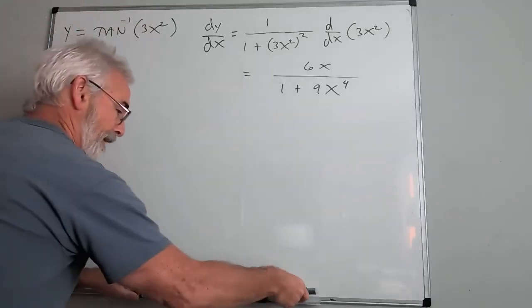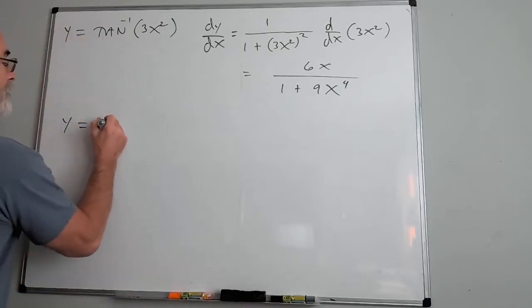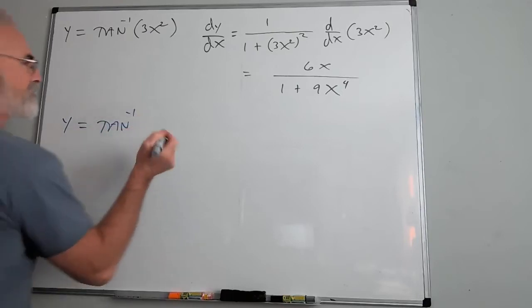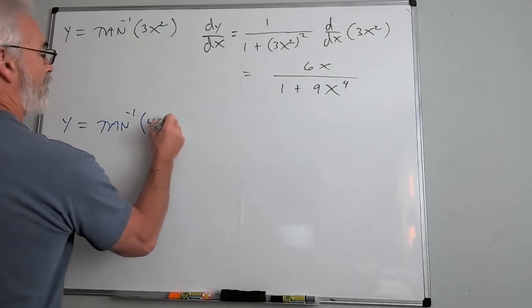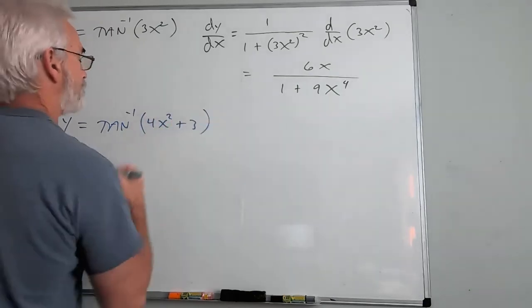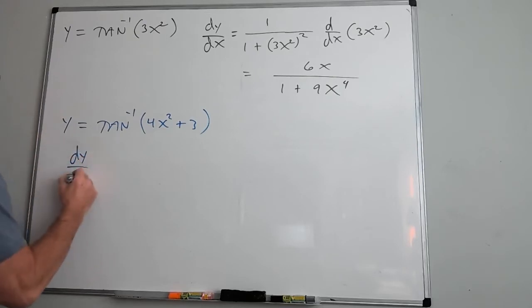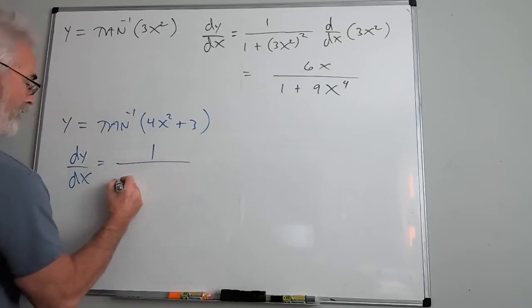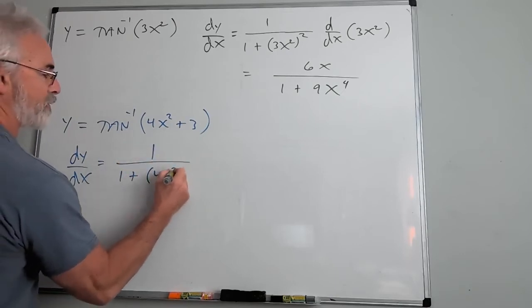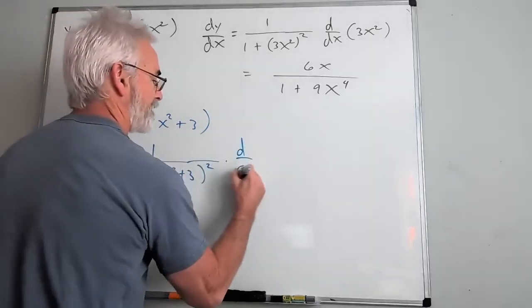Clearly I need a different colored pen. All right, so now I've got, let's say, y equals the inverse tangent. Let's make it a little bit more complicated this time. How about 4x squared plus 3? So now I've got the inverse tangent of a polynomial. Well, does that make it weird? No. That just means that I might have a little more simplifying to do. So this is going to be 1 over 1 plus the square of this, again, times the derivative of this.